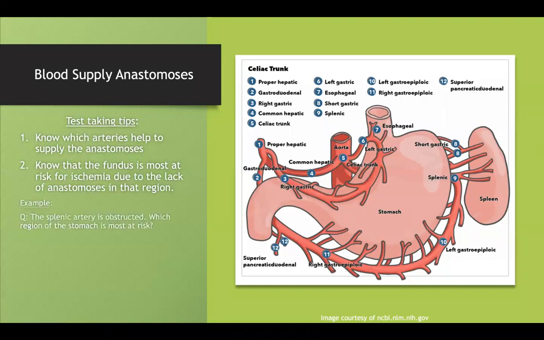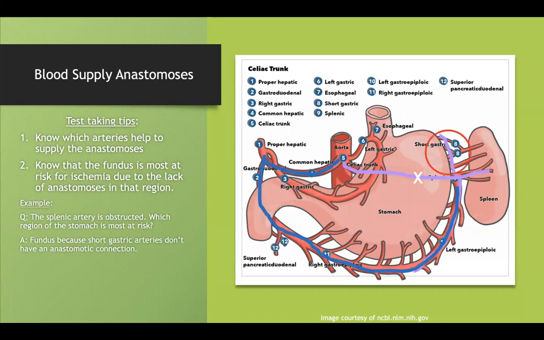So if you imagine the splenic artery being obstructed, they might say, which region is most at risk? So let's draw our splenic artery. You can imagine if this is cut here, we can still have collateral circulation that supplies most of this region, but it will not supply this region. It can't make it all the way up to the short gastrics up there. And so the fundus will be most at risk.